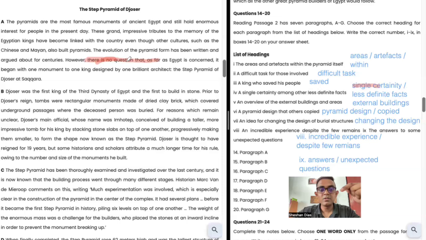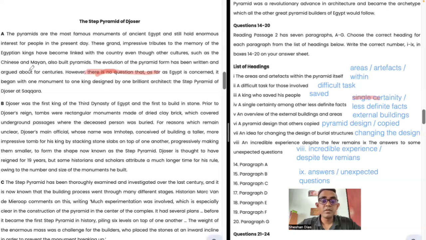All right. So now let's read the one above and see if this is also there. The evolution of the pyramid form has been written and argued about for centuries. Yes, less definite facts. This has been written and argued. Argued means that the facts are not straight, it's not certain, so it's less definite. All right. So here we have the answer. For paragraph A, the answer is heading number 4. Great.